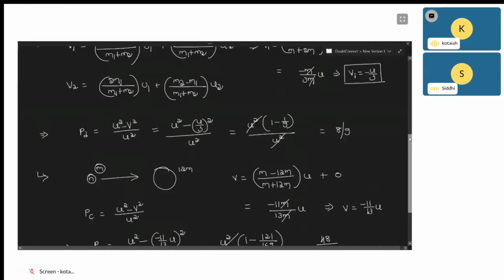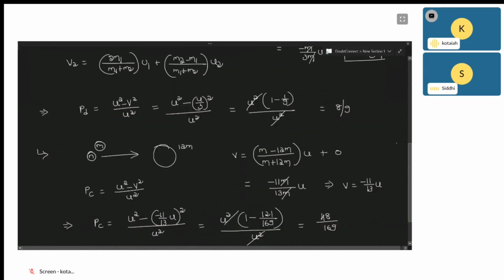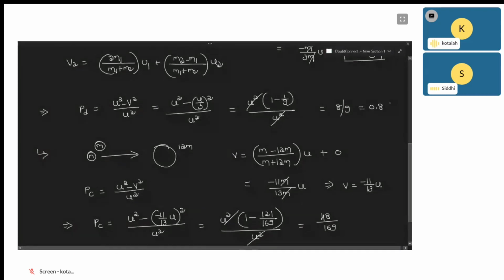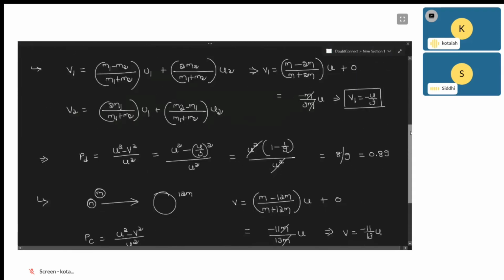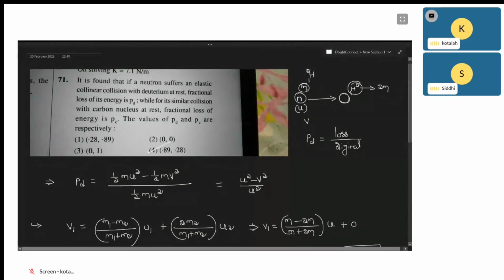This is Pc. Now, what is he asking? The values of PD and Pc. He is asking values only. So 8 by 9 means 0.89 almost. Now, coming to 48 by 169, that is 0.28 or so, 0.2 something. Just check the options. 0.89 first one, then 0.2 something. So answer is 4. Clear now? Let's go with the next problem.